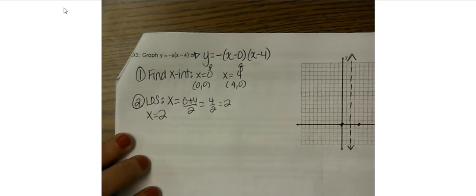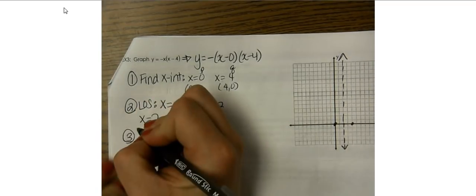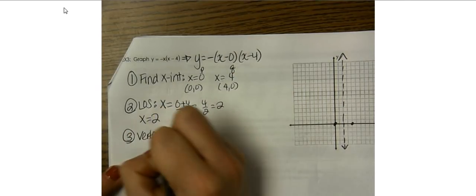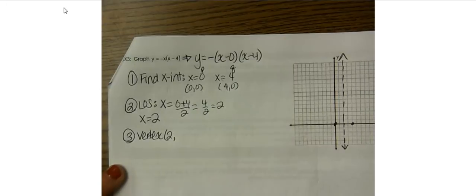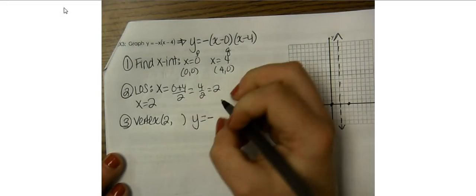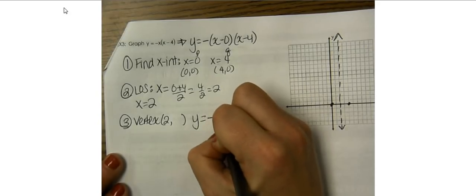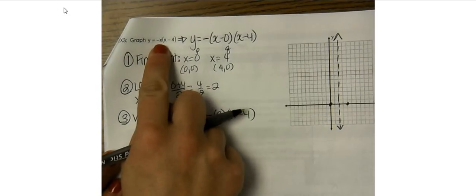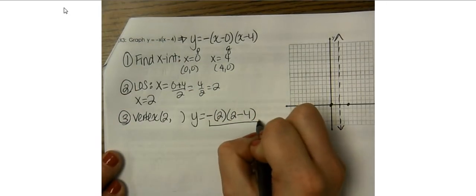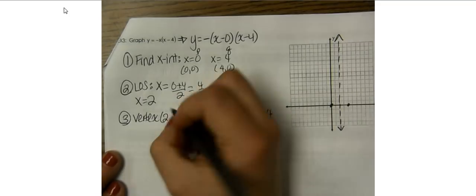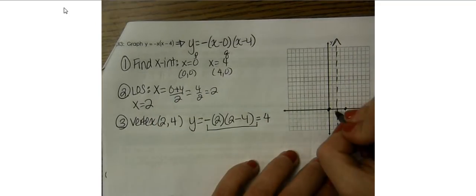Next, step number 3. I need to identify what my vertex is. Well, I already know half of it. I know that 2 is my vertex, x. I just need to find what y is. So I'm going to write y is equal to negative parentheses 2 times 2 minus 4. So I'm just plugging this 2 directly into this problem. And I'm going to enter it exactly as I see it into my calculator. And I end up with my y part equaling the number 4. So I'm going to go over to 2 and up 4.